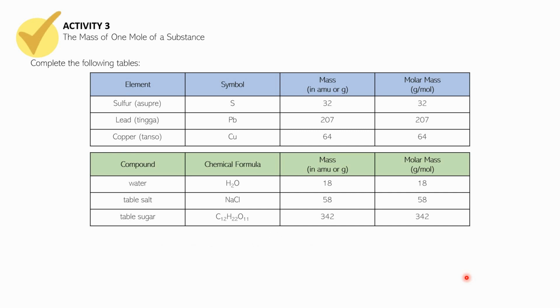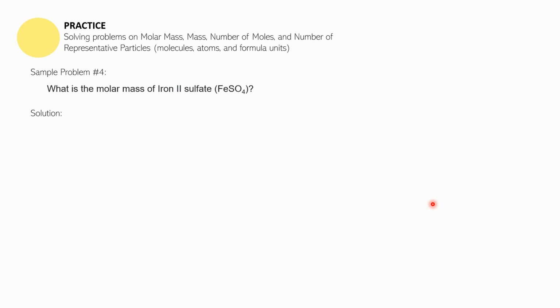Activity number 3, the mass of 1 mole of a substance. Remember that when we mean the mass of an element or the mass of a compound, we also mean they are molar masses. That's how heavy they are. This last part is a practice on solving problems on molar mass, mass, number of moles, and number of representative particles, such as molecules, atoms, and formula units.